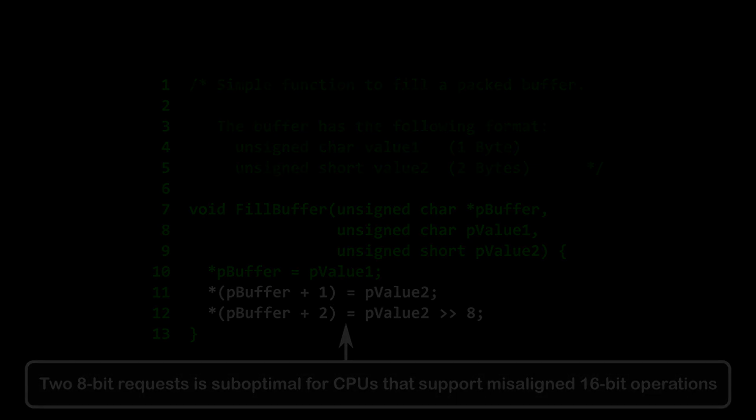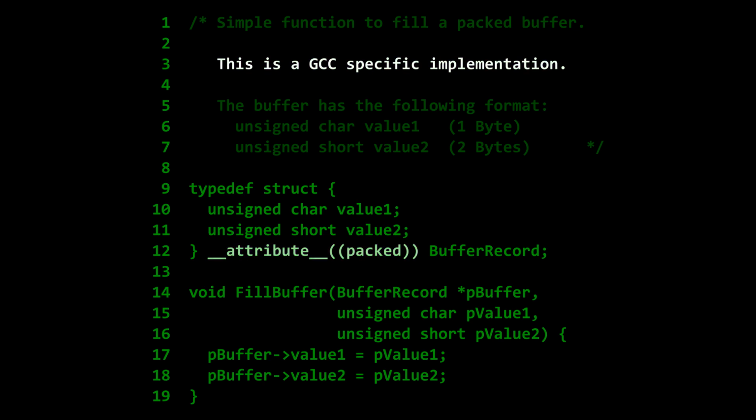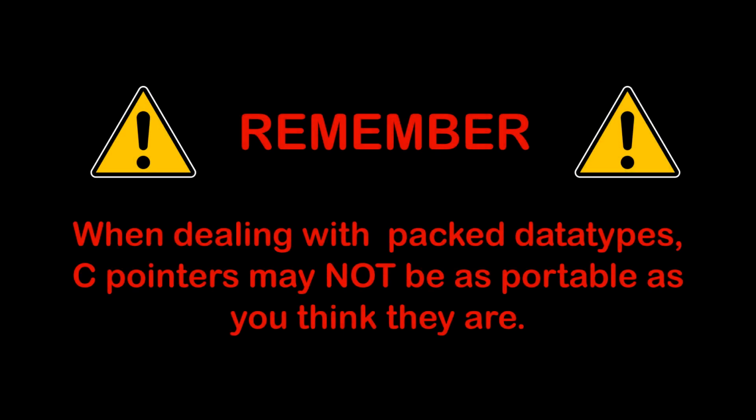Fortunately, many cross-platform compilers often implement non-standard extensions in order to specify packed data types in an architecture-independent manner. For example, when developing within the GCC toolchain, the packed attribute may be specified in order to generate the optimal safe code for the targeted architecture. As the C standard is unspecific with regard to packed data types, it's important to remember that misaligned memory pointers should always be considered a non-portable solution.